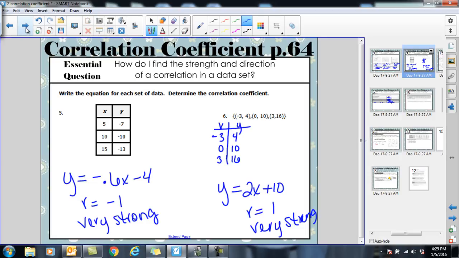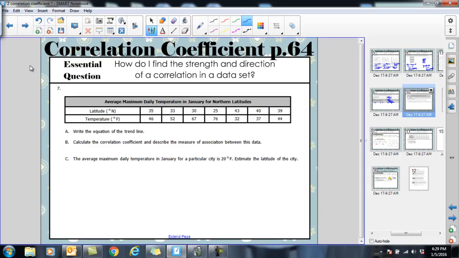So let's do one more together here, and then we'll talk about how this is going to work tomorrow and what we'll do. So now you have this one, number 7. You have the table of the average maximum daily temperature in January for northern latitudes, so latitudes above the equator. So first things first, we want to write the equation of the trend line.